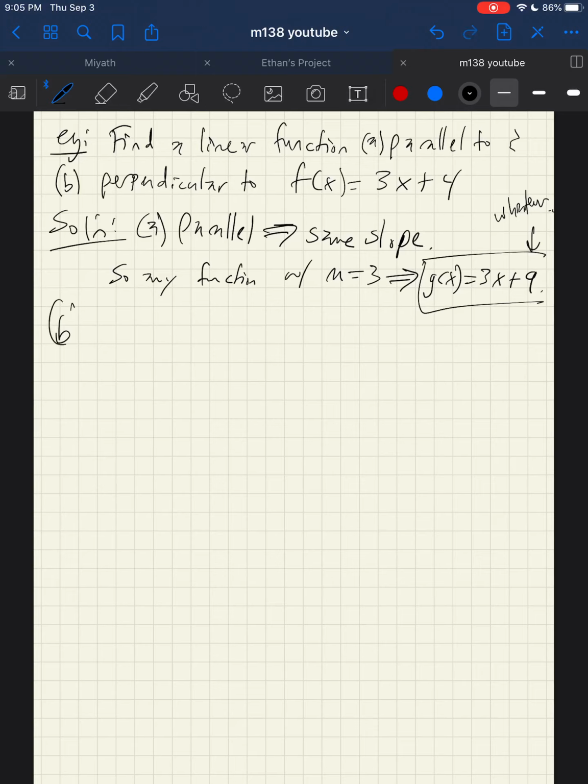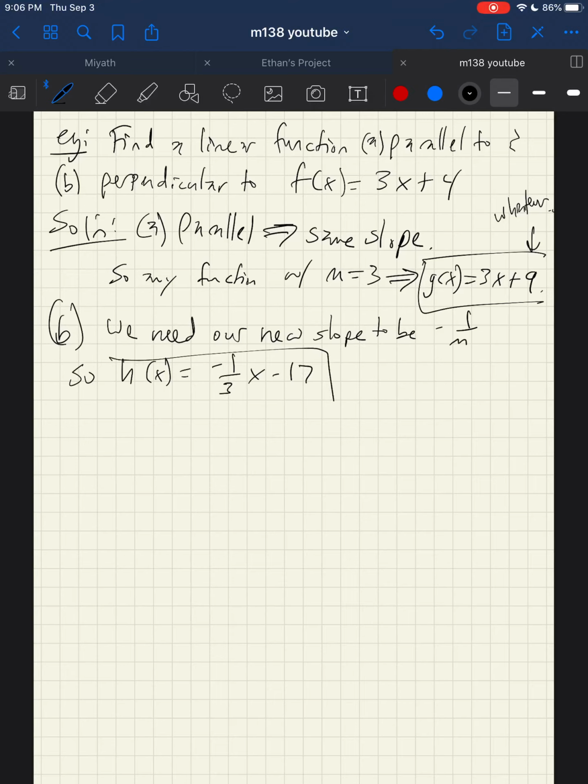So for part B now, we need our new slope to be -1 over the old slope, right? That's for perpendicular. So just anything with -1/3 in front of the x. So let's set h of x equal to -1/3 x minus 17. There we go, that'll do it.